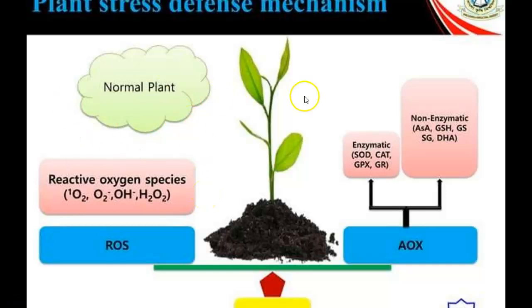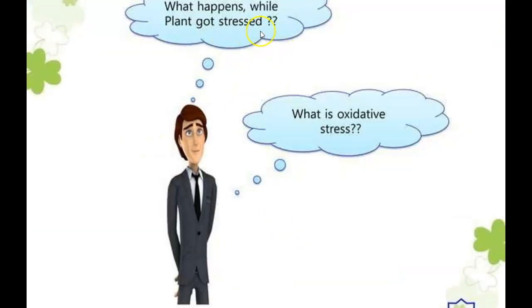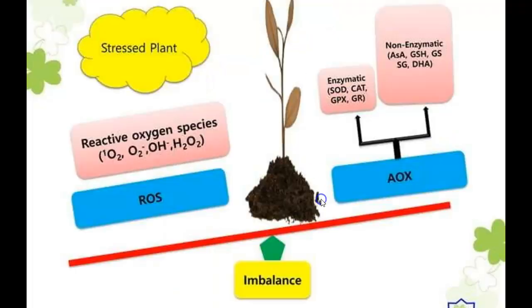So, in case of drought, as I have discussed, there is disturbance in the plant growth. As you can see, this picture is showing a complete balance between ROS and antioxidant defense mechanism in normal plants. What happens when a plant gets stress, and what is oxidative stress? Whenever there is an imbalanced situation, meaning when there are more reactive oxygen species compared to the antioxidant defense system, then the plant will be under stress.